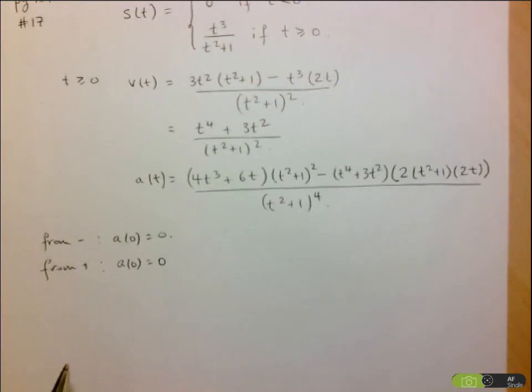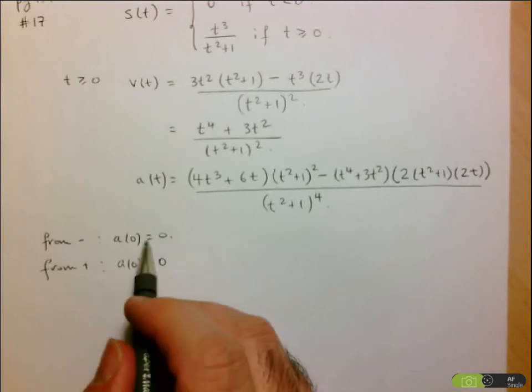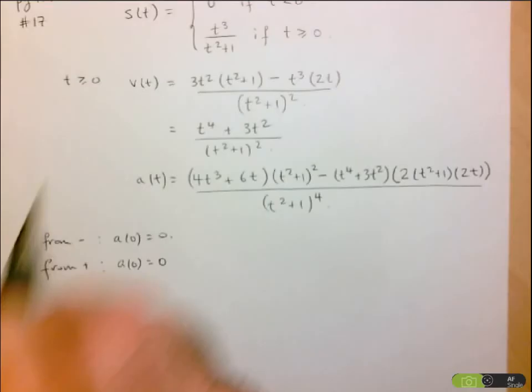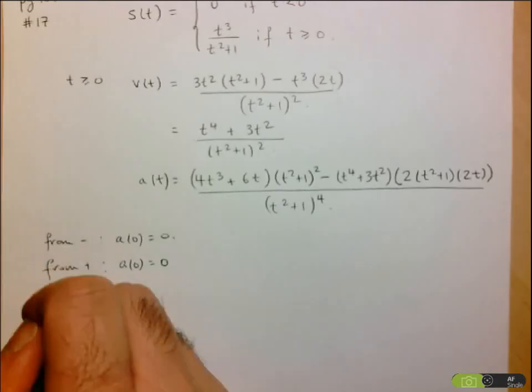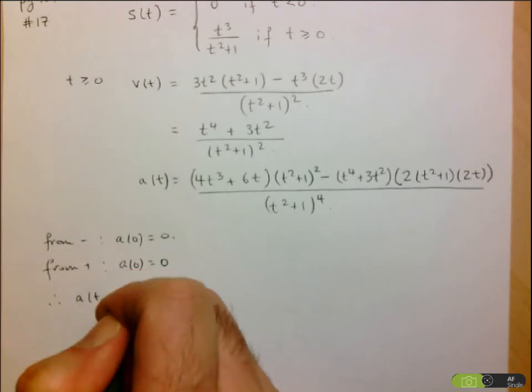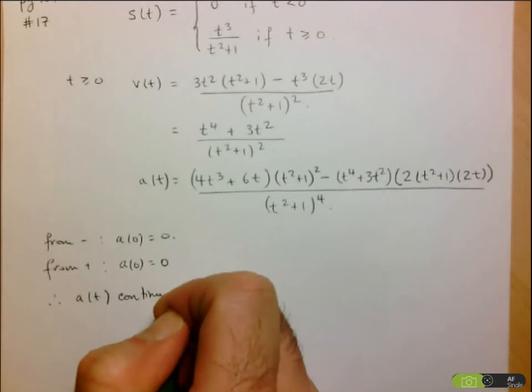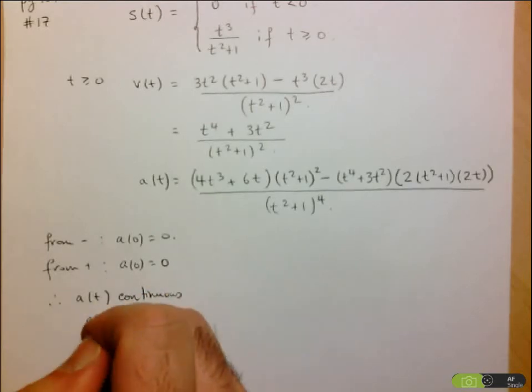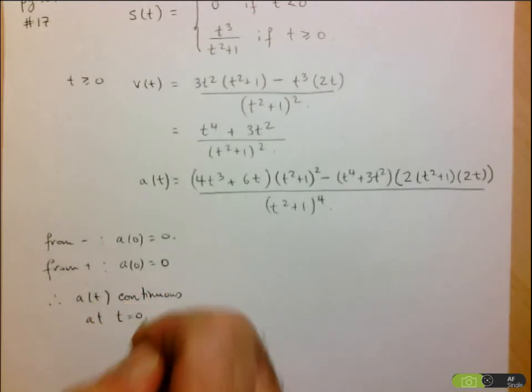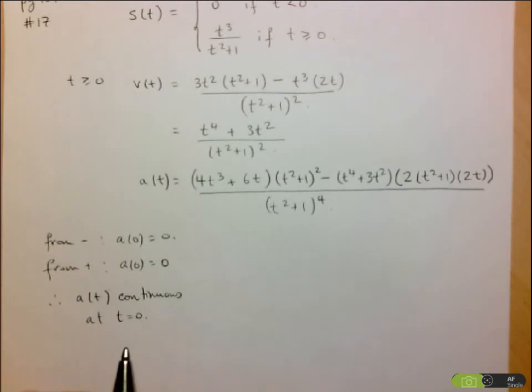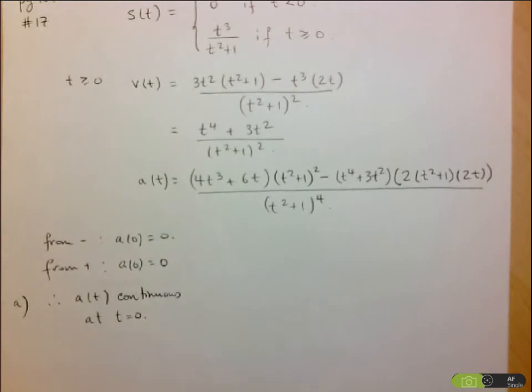So since whether I go from the left or right, I'm still approaching 0, that tells me that the acceleration is continuous at 0. Okay, so we just deal with it the same way as we would have dealt with the first derivative. Okay, so that's part A.